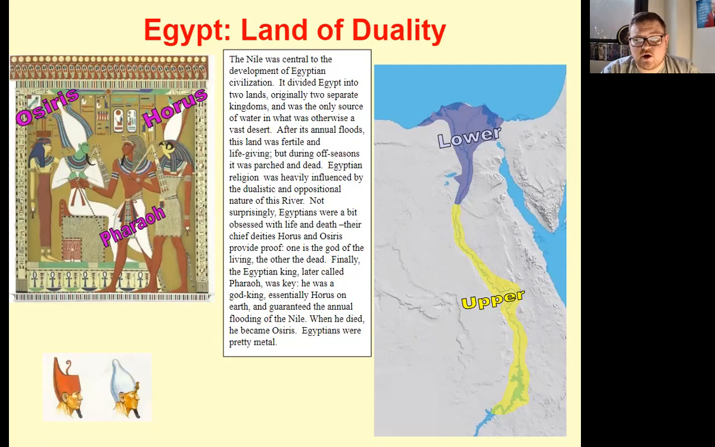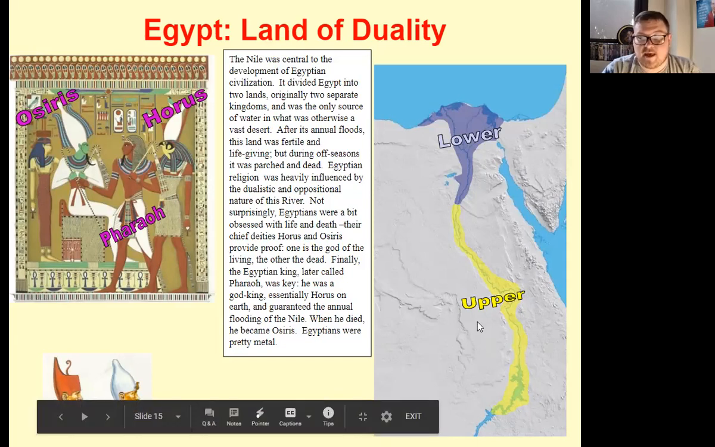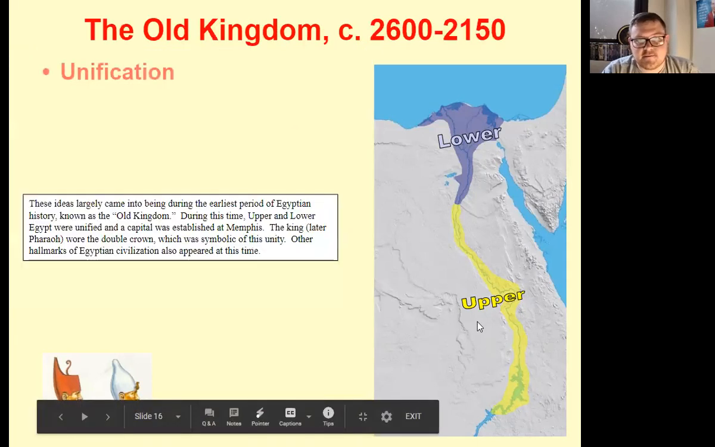Finally, the Egyptian king, later called a pharaoh, was key. He was a god-king, essentially Horus on earth, and guaranteed the annual flooding of the Nile. When he died, he became Osiris. Egyptians were pretty metal when it comes to stuff like this.